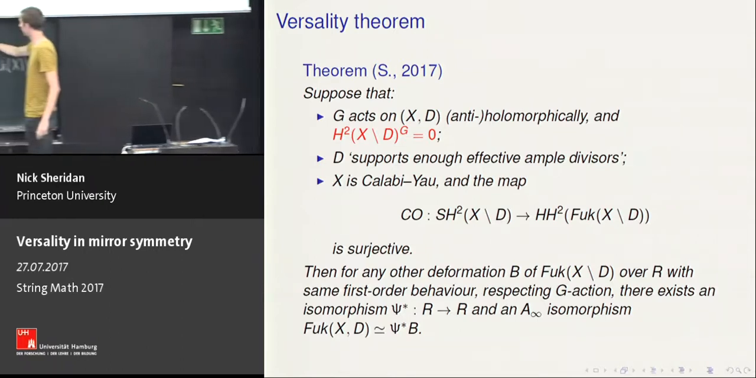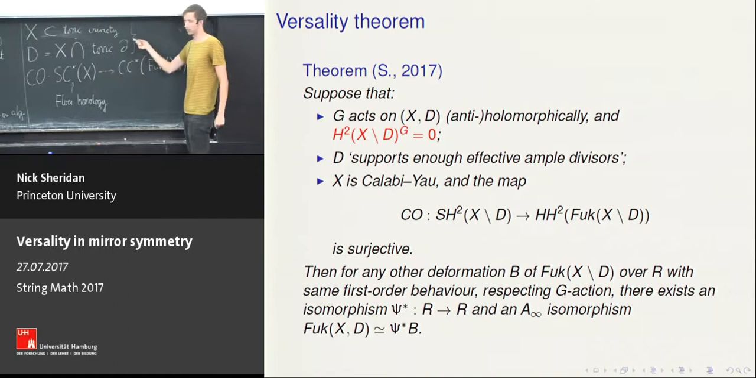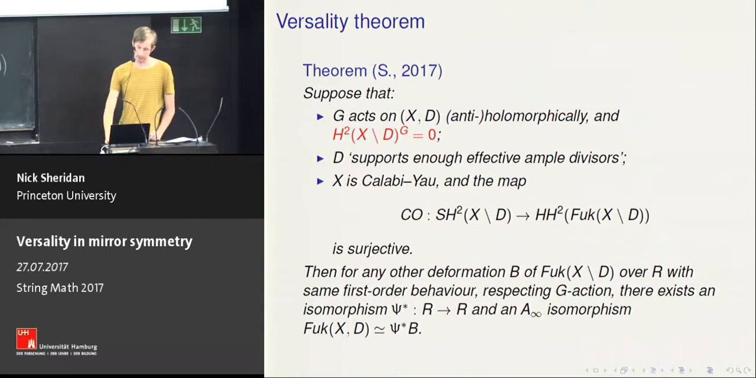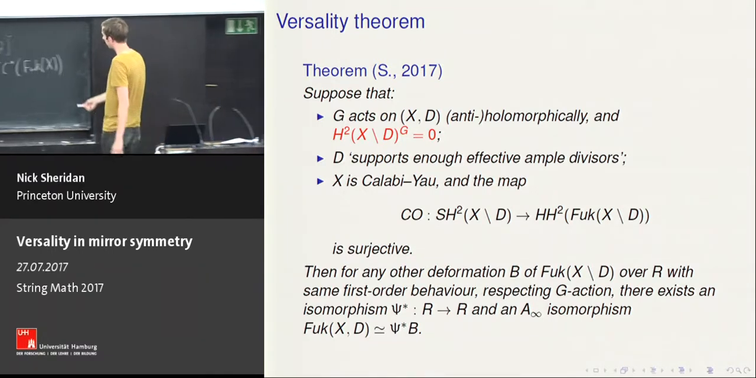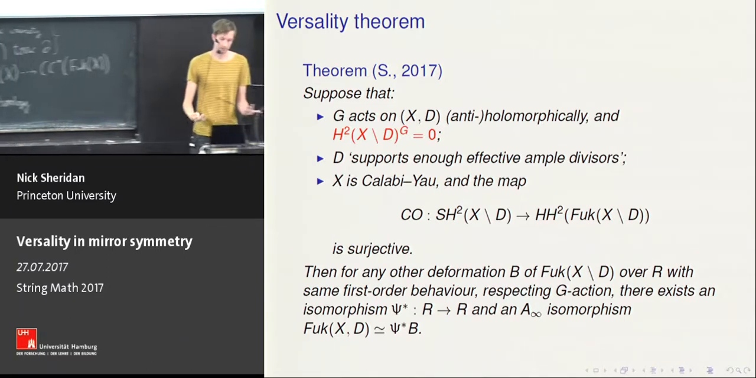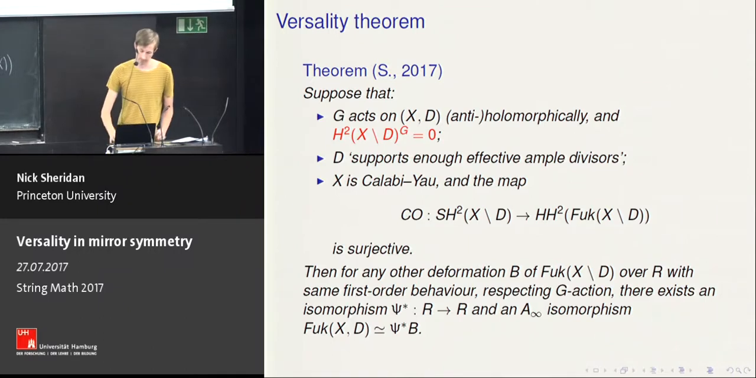But in this case, as long as we work with a Kähler form that is restricted from the ambient toric variety, the theorem will work. Okay, so that's that condition. We need X to be Calabi-Yau for certain grading conditions to work out. And we want this map, this closed open map, to be surjective on the level of cohomology. And that is something that one can check is true in many cases of interest.